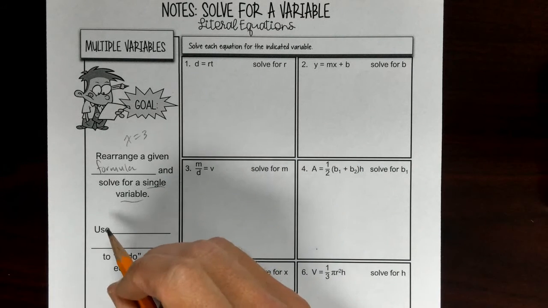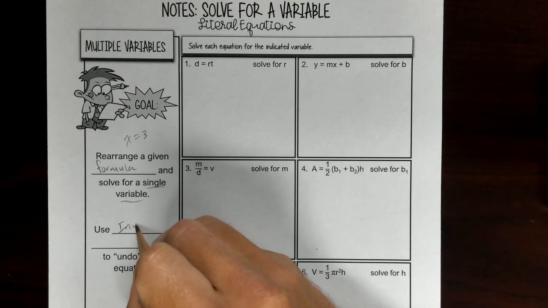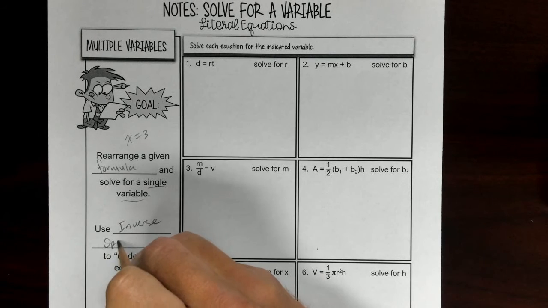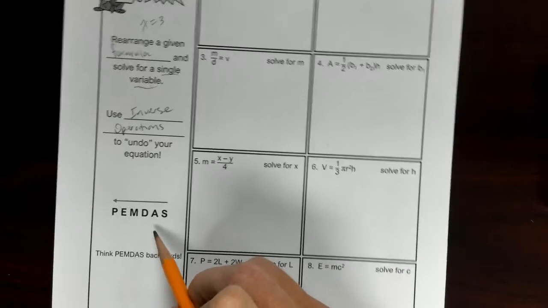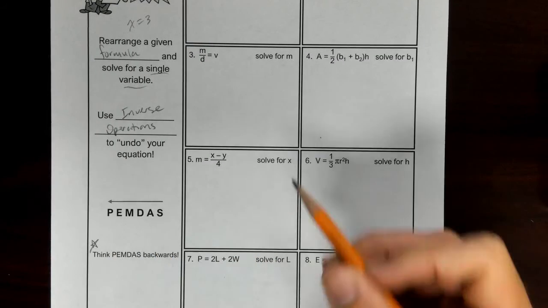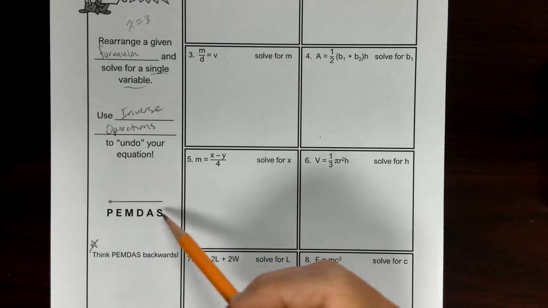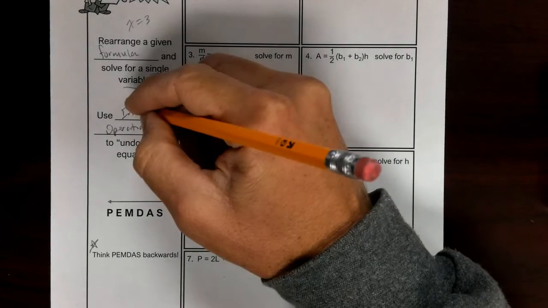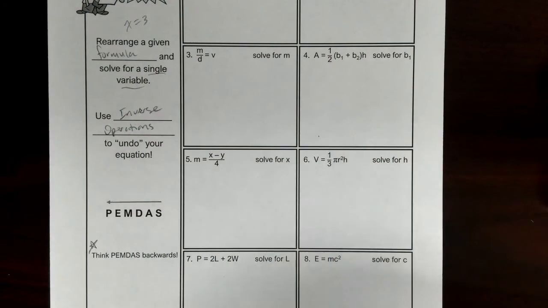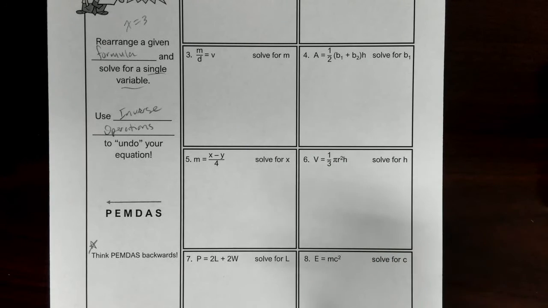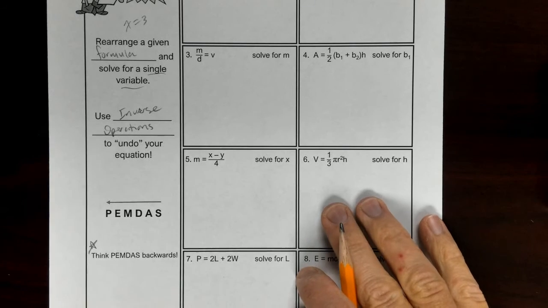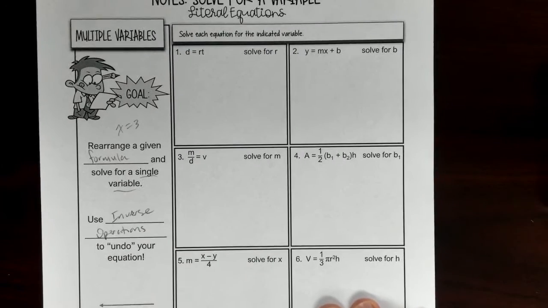How are we going to do that? We're going to use inverse operations. Same thing we've been doing. And in what order? We're going in reverse PEMDAS. Right? So the same exact thing we've been doing, except now, instead of moving numbers, I could be moving variables also. No big deal. We're still going to do the same exact thing that we've been doing to solve equations.